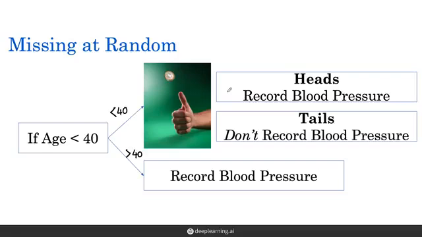Now, this might happen for several reasons. This might happen because the doctor thinks old people should always get a BP checkup, while for young patients, it only needs to happen sometimes. The important thing to recognize here is that we now have a condition that determines whether or not we're flipping the coin and then whether we're recording the blood pressure.